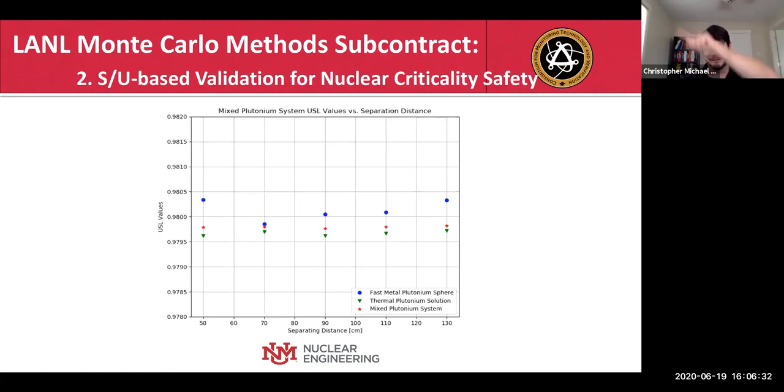Not a W, but a 2U shape. It's like a hyperbola or something. But we don't exactly know why it has that shape. And that's something we're trying to figure out. Are there any other questions?